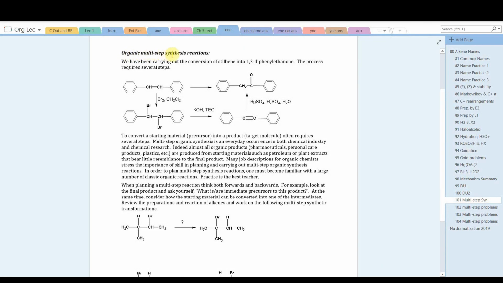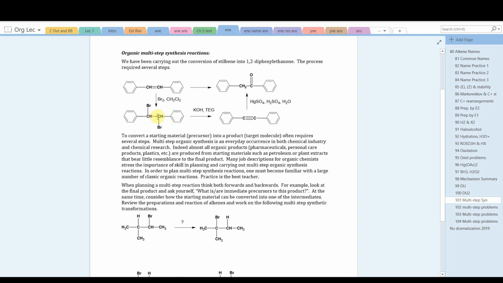Organic multi-step synthesis reactions. During the first semester organic labs, this transformation was carried out. Stilbene was converted to 1,2-diphenylethanone, but this can't be done in a single step. It required multiple steps. First, stilbene was brominated in an electrophilic addition reaction to 1,2-dibromo-1,2-diphenylethane.